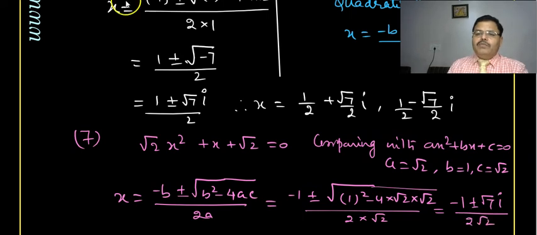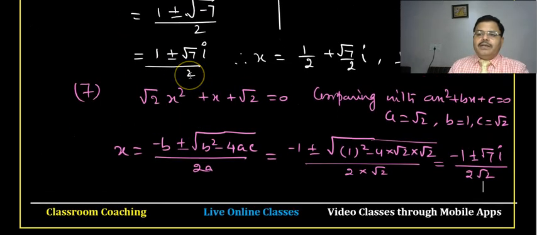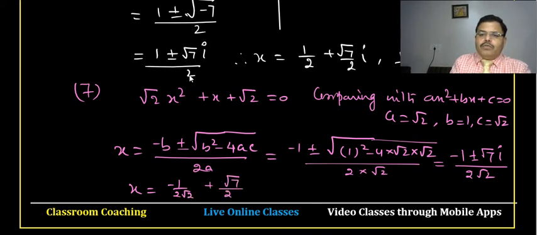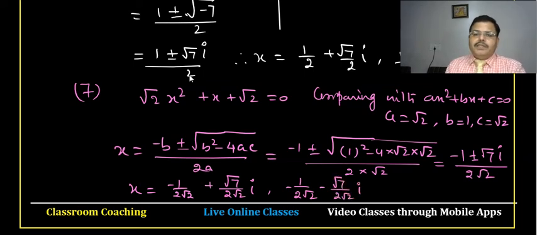So those will be the two values of x, and hence x can have two values. One is minus 1 by 2 root 2 plus root 7 by 2 root 2 iota, and another is minus 1 upon 2 root 2 minus root 7 upon 2 root 2 iota. That will be the two answers of x.